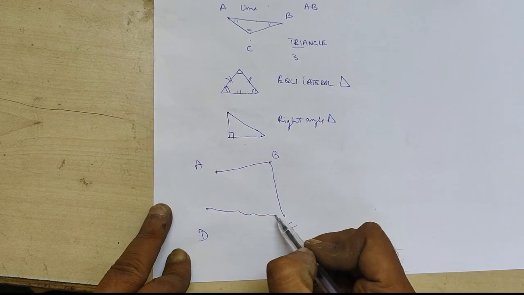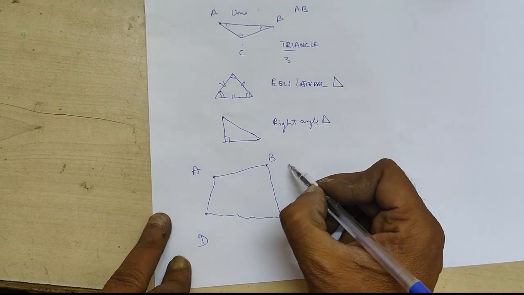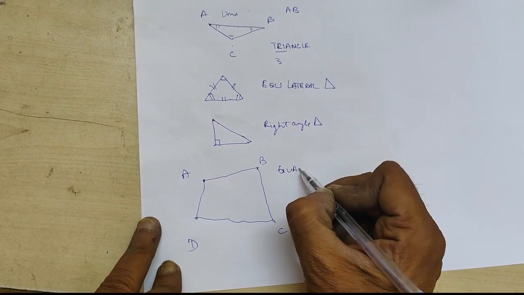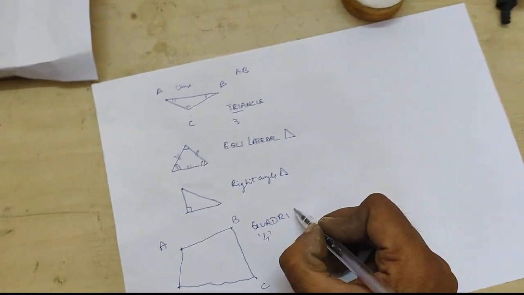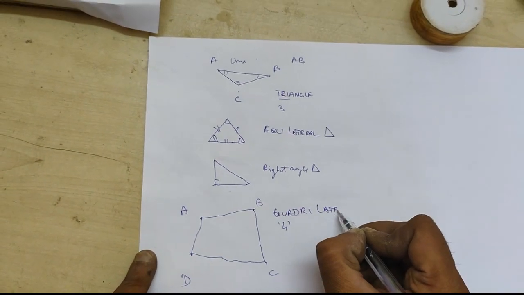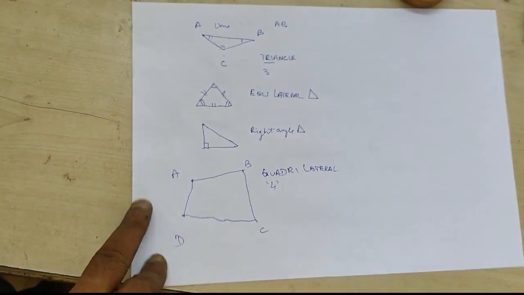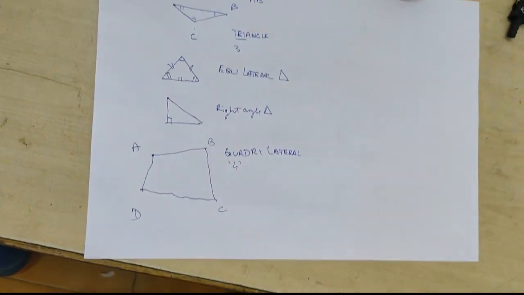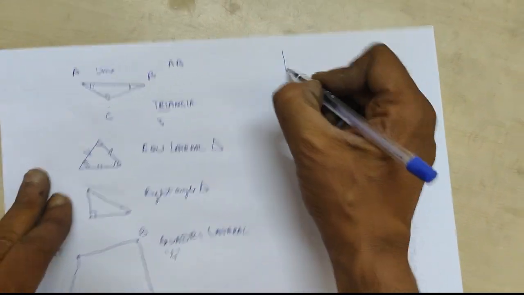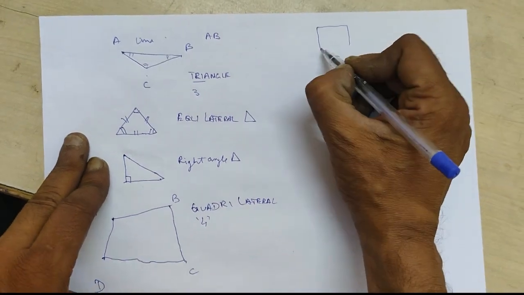So what do we get now? We get something that is called a quadrilateral. Quad means 4. Quadri, again, lateral word comes. Okay. So quadrilateral means 4 sides. So with four sides, you can have different kinds of figures, like something which we call a square.